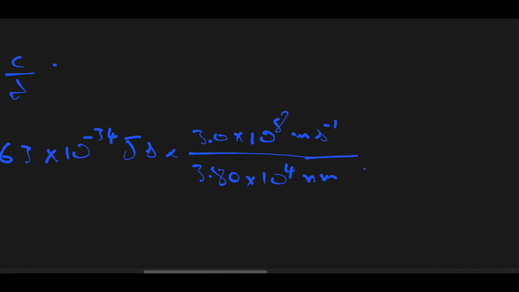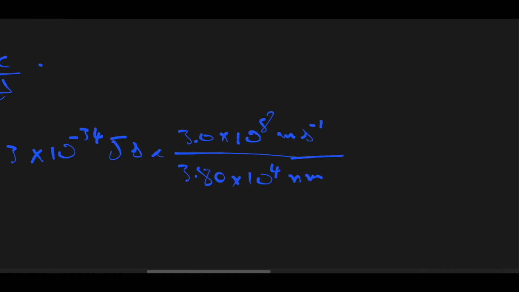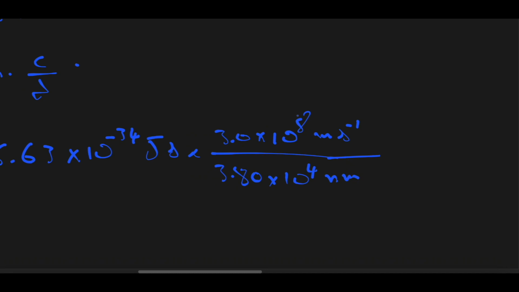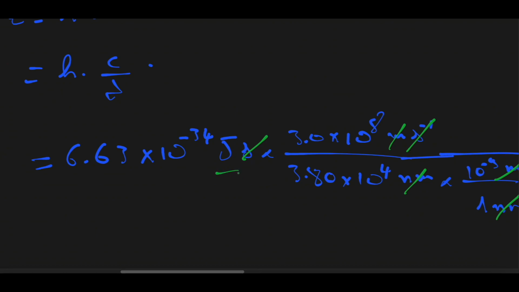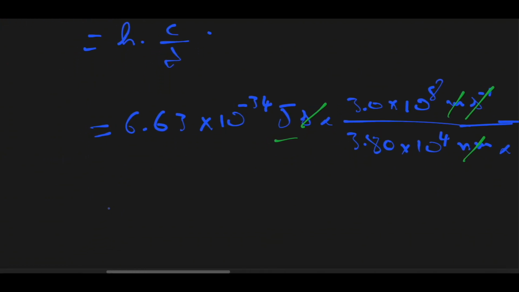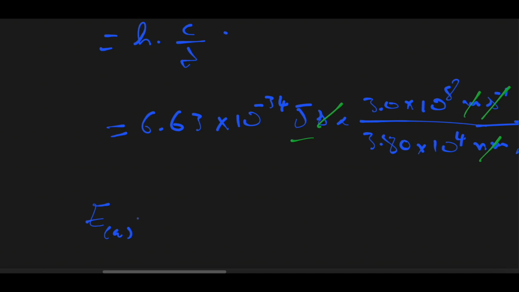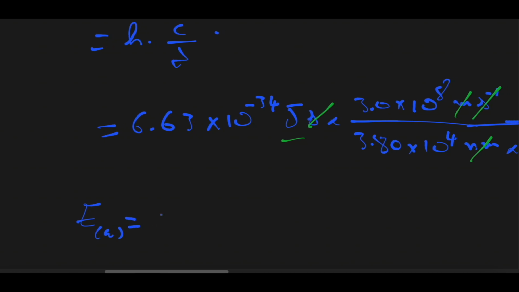nanometers. But here we have nanometers, so we cannot make the calculation, so we have to convert to the meter. We know that 1 nanometer is equal to 10 to the negative 9 meters. So we can cancel each unit, second with second. At the end we get a result in joule. So the energy of the first photon is equal to 5.23 times 10 to the negative 21 joule.